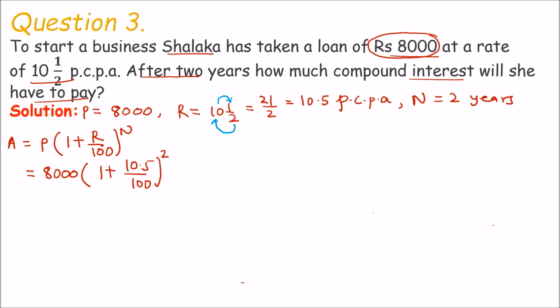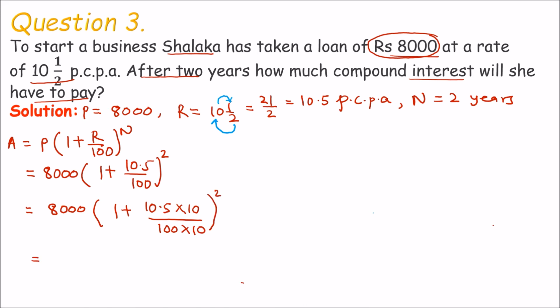Okay, now you can see there is one number which contains a decimal, that is 10.5. So we have to remove the decimal. Let's see how to remove the decimal. We'll get here 8,000 (1 + 10.5), and we are going to multiply by 10. Okay, why by 10? Because after the decimal there is one digit, that is 5. So there is one digit after the decimal, so we require 10. That's why we need to multiply it by 10. So if you are multiplying the numerator by 10, you have to multiply the denominator also by 10, raised to 2.